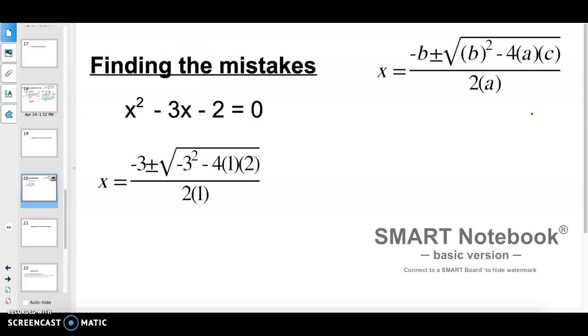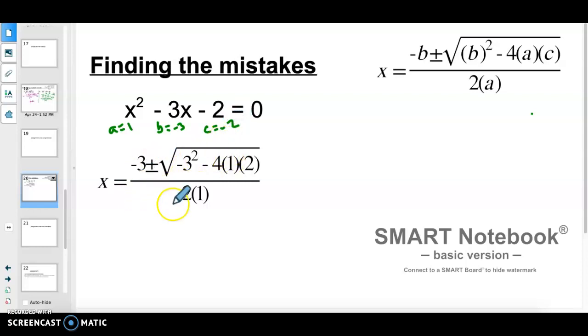For the next video, I just wanted to address some of the common mistakes I see when people do the quadratic formula. So looking at this quadratic formula, I was basing it off of this equation. So we got it equal to 0, so that's a good thing. So I know that A is 1, B is -3, and C is -2.